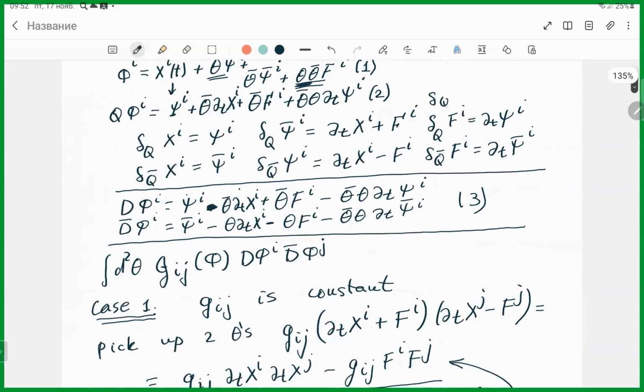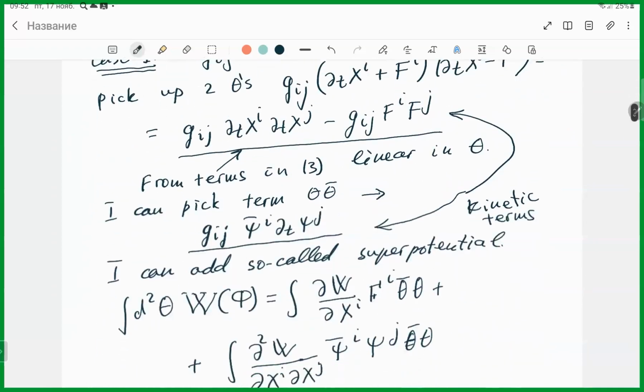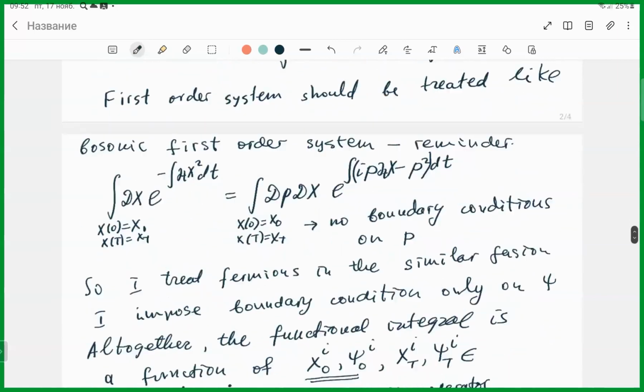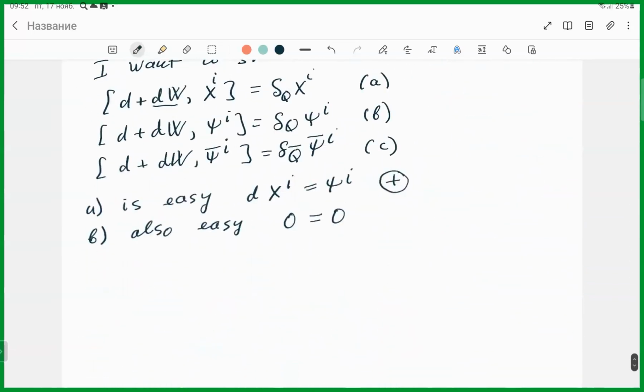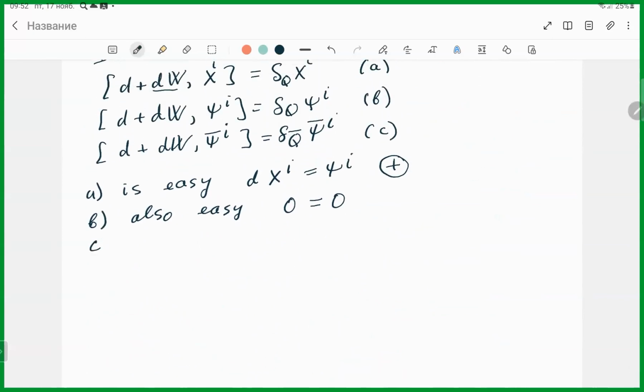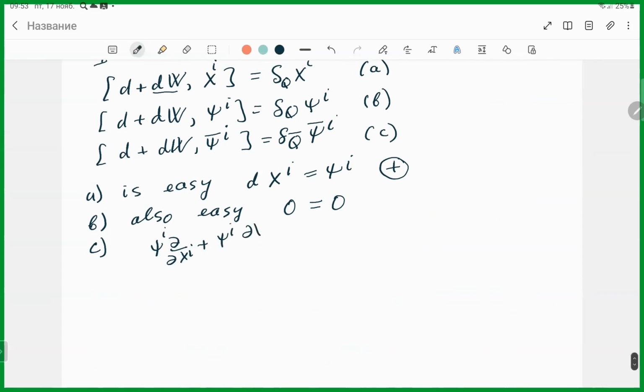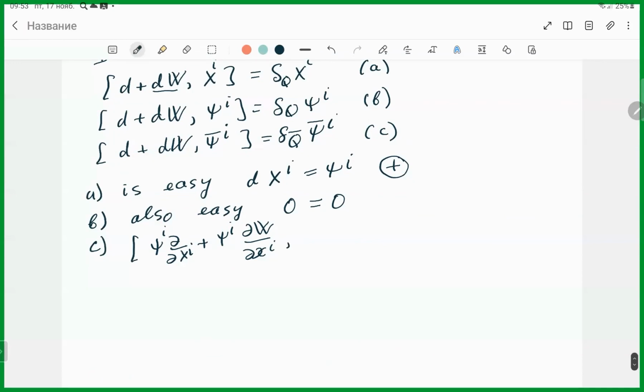I forgot to write that delta Q on psi is 0. By the way, it's obvious from the formula because the Q squares to 0. However, there is an interesting piece. Interesting piece is C, psi d over dx plus psi I dw over dxi, which interestingly anti-commutes with this guy, with gi.